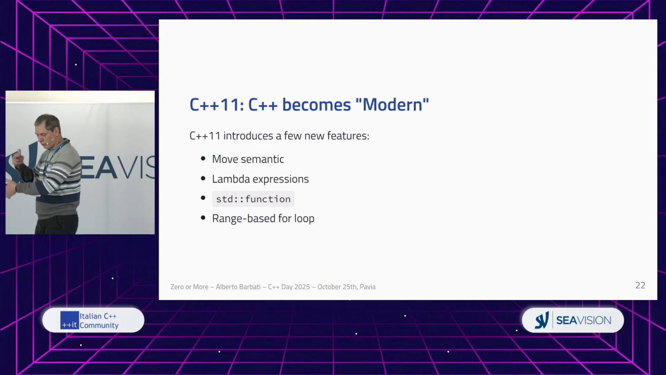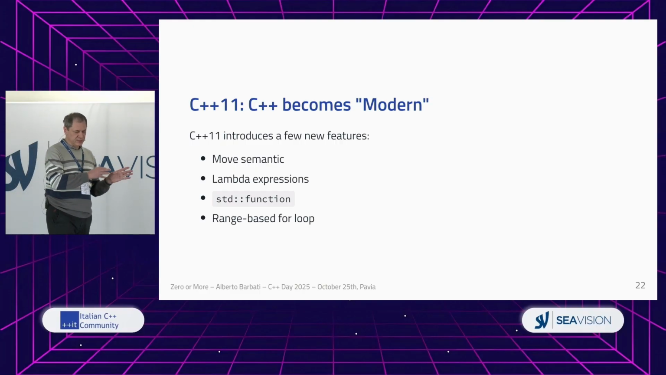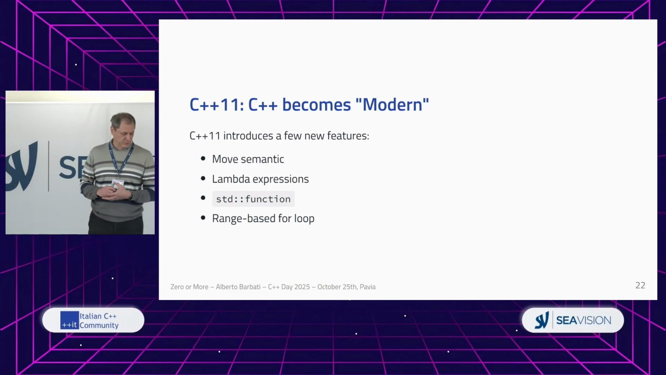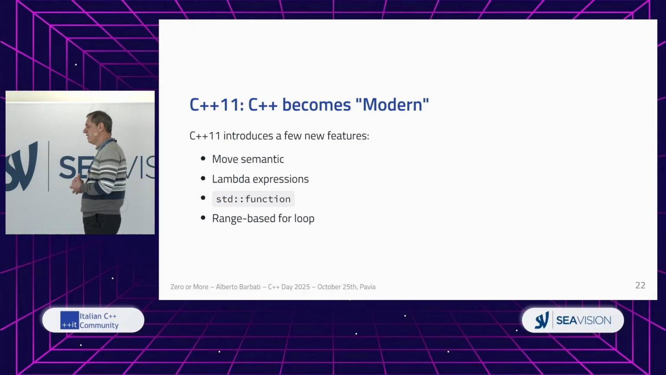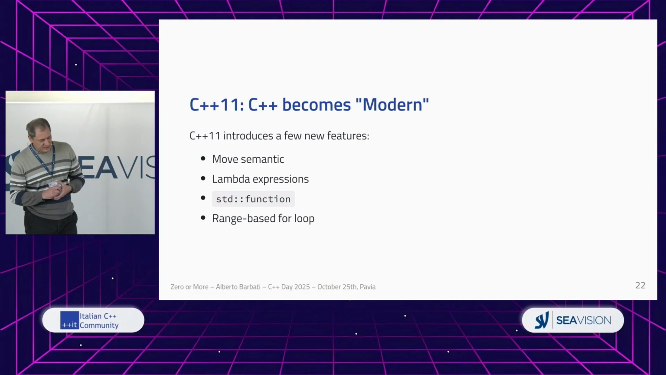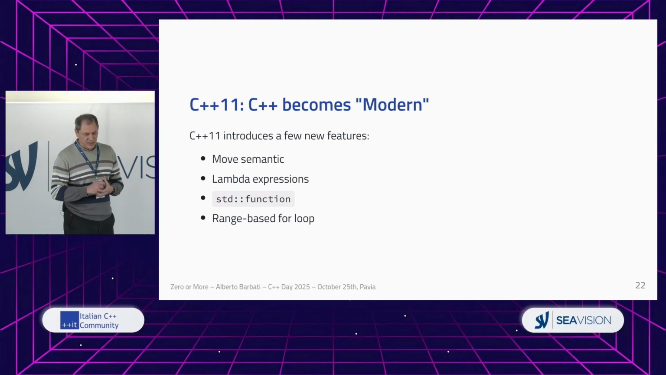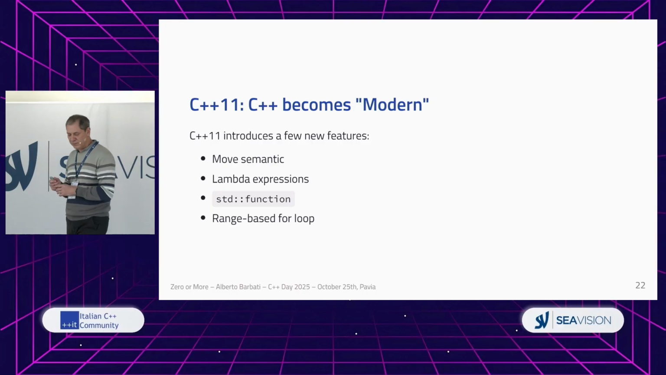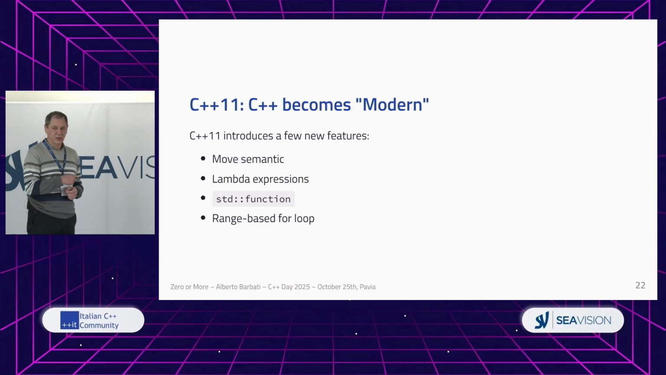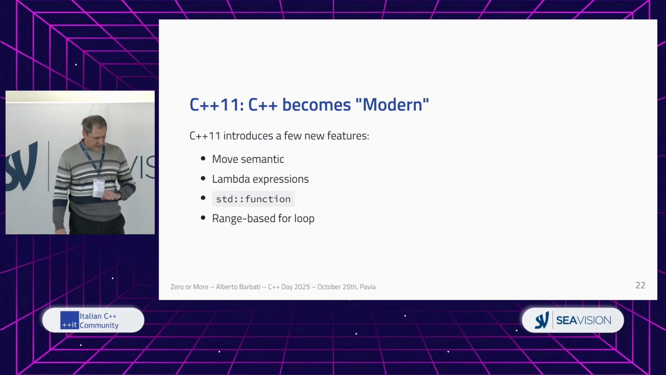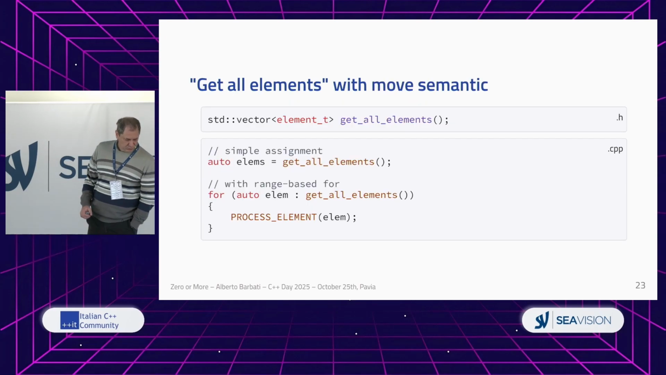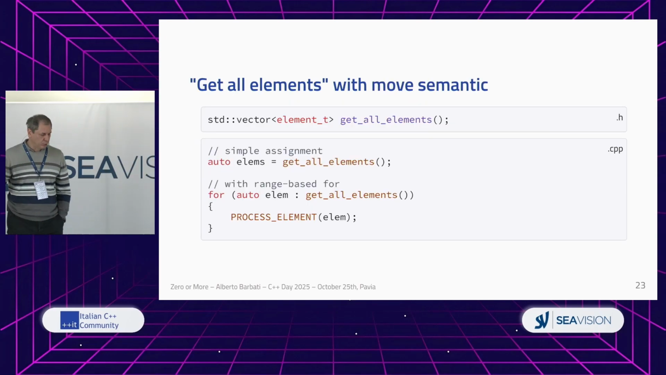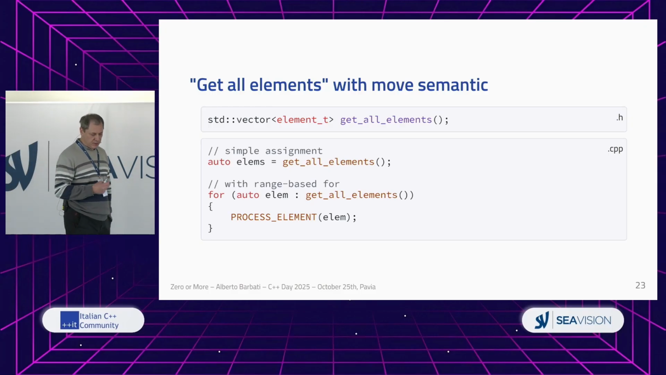Okay, let's step forward. After C++98, we get to C++11. C++11 becomes modern, for some definition of modern. We have a few new features. We have move semantics, lambda expressions, std function, and range-based for loop. And let's get immediately to move semantics.